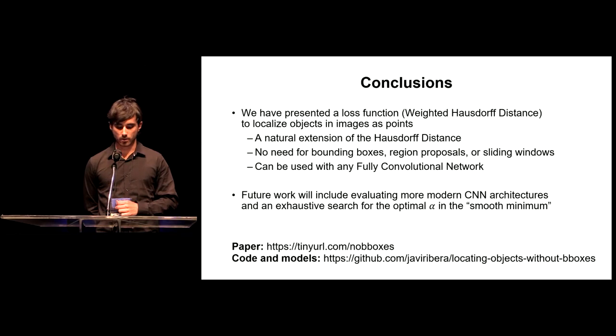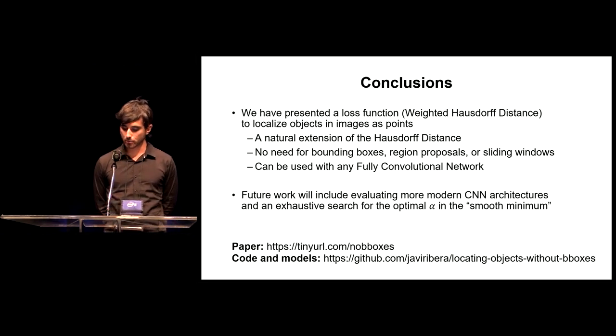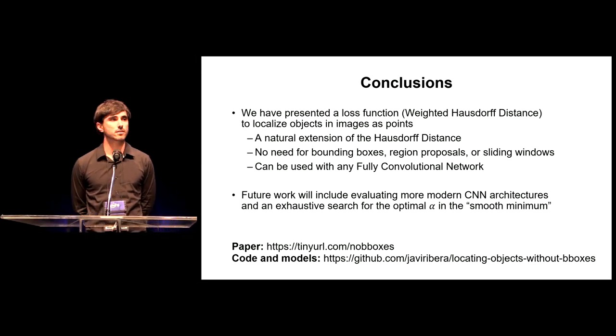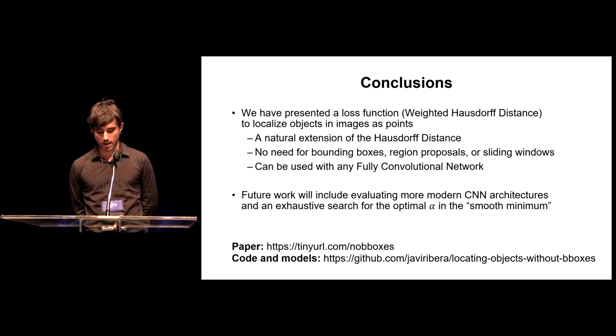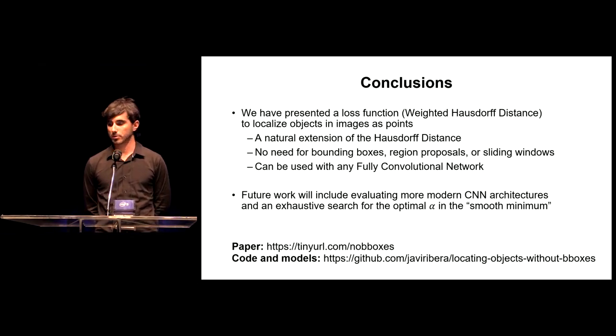As a summary, this new loss function that we call weighted Hausdorff distance can locate objects in images as points. The key remarks are that it's a natural adaptation of the Hausdorff distance to any fully convolutional network, and it has no notion of bounding boxes, region proposals, or sliding windows. As future improvements, we want to evaluate this using the latest architectures and also do a more in-depth analysis of the effect of the hyperparameter alpha in the smooth minimum.